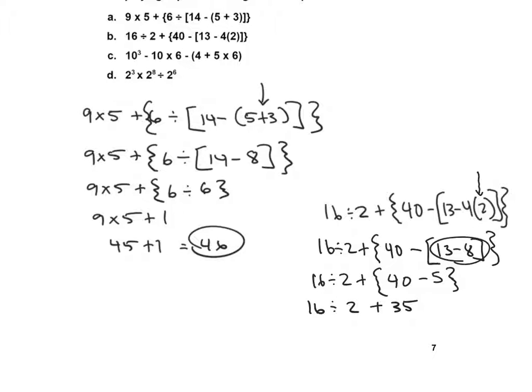And so everything inside the grouping symbols has now been simplified. So 16 divided by 2, left to right, division before addition, that's going to be 8 plus 35, which would be 43.